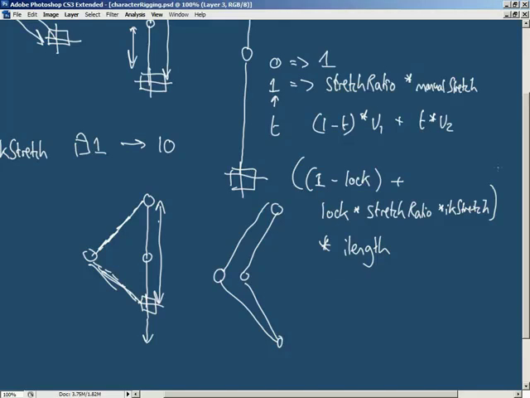So with that, that's a look at how we're going to go ahead and set up the stretchy IK system on our leg. In the next video, we'll turn around and actually implement this in Houdini.